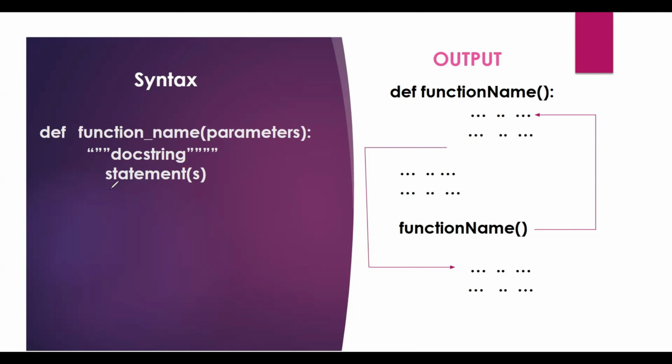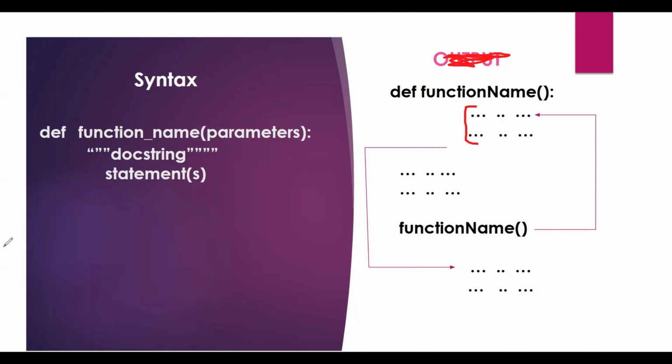Below that, you write one or more valid Python statements. So this is the syntax of a function. Clear? Now, this is a sample of how it is working. Sorry, actually, this is not an output. That was my mistake. Just ignore it. So def, function name, brackets, colon. That's the function heading. Below that, we have one or more valid Python statements.